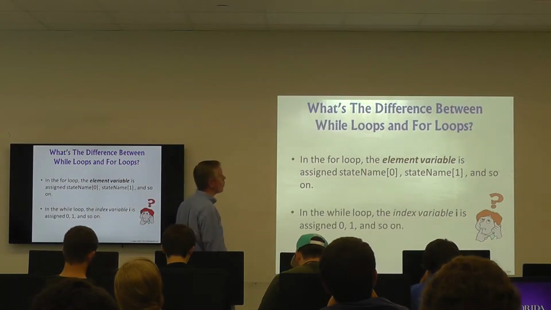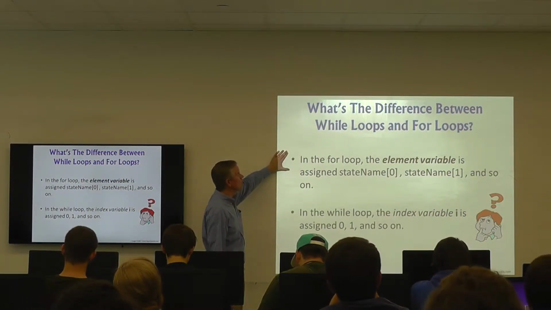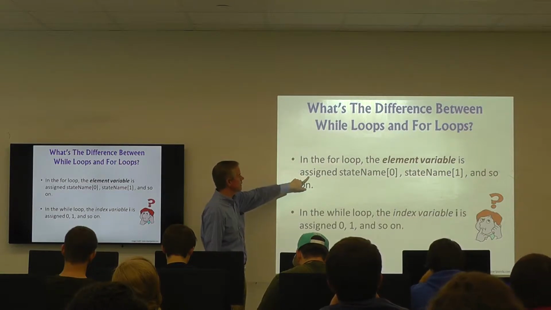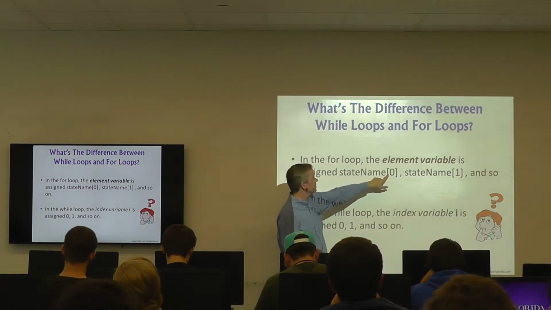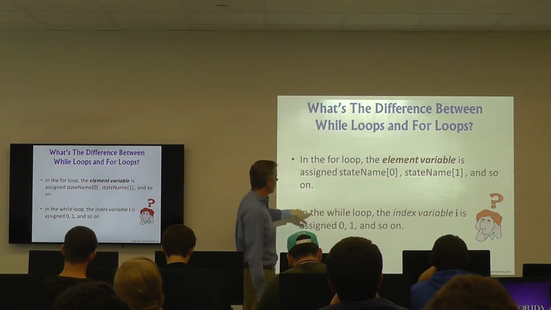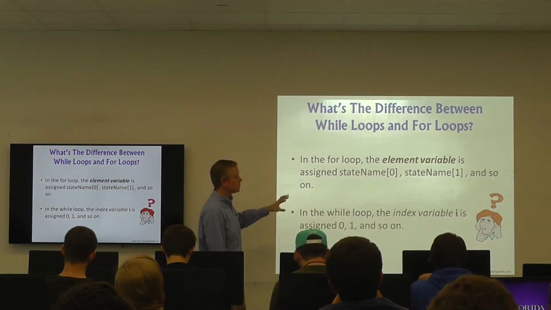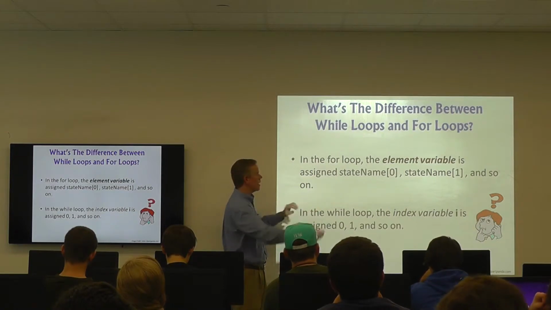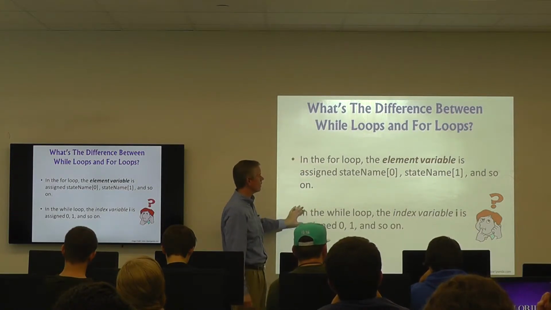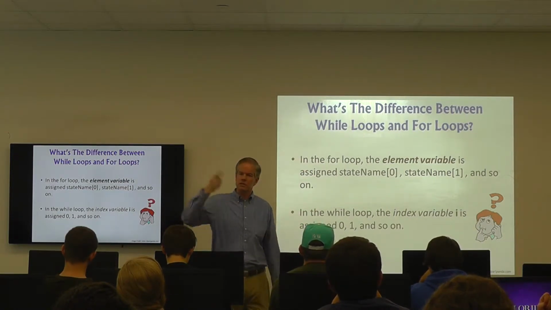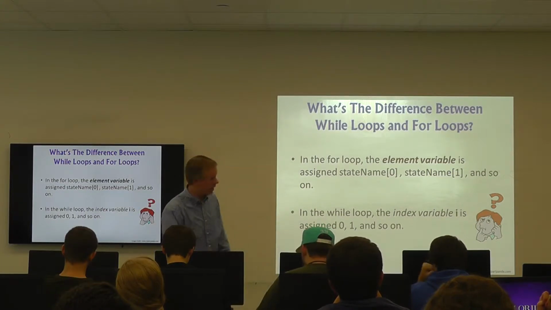What's the difference between while loops and for loops? In the for loop, the element variable is assigned the elements in turn. In the while loop, the index variable is assigned 0, 1, 2, and so on. So remember, we have the letter in username. That's what's getting done here. Over here, it's the index variable that we're using to step through the while loop, right?